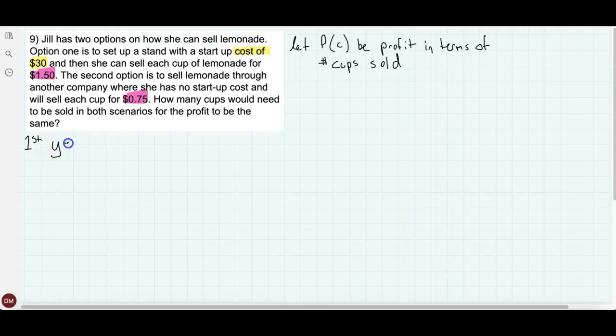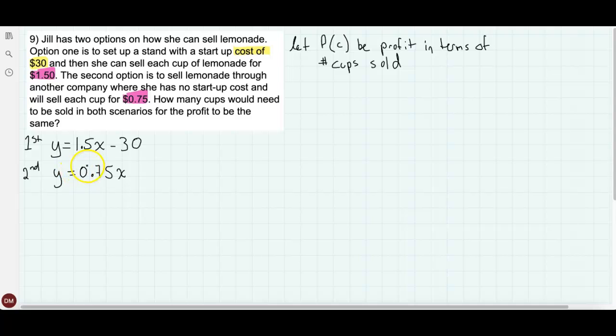We can say Y is equal to... the first one is, there's a starting amount of negative 30, so that's our y-intercept, right? And we have 1.5x. All right, so this is the first company. We make more per cup, but we have that starting cost. The second company is pretty simple. We don't have any starting cost, so that would be 0 here. I don't need to write 0. The second company is y is equal to 0.75x. For each cup they sell, they make 0.75, okay?